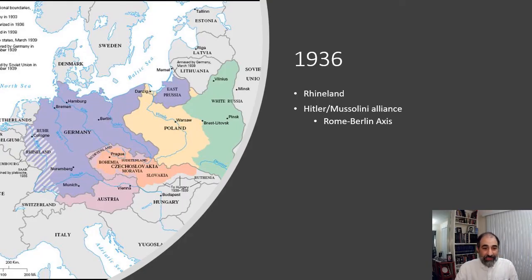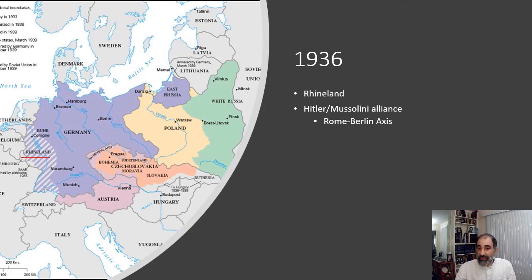1936 is a pretty pivotal year. In 1936, a couple things are going to happen. One thing that's going to happen is Hitler is going to move forces into the Rhineland. So this is the same map we had shown before. And in this map, the Rhineland is right here. It's that area that's kind of purple and white.